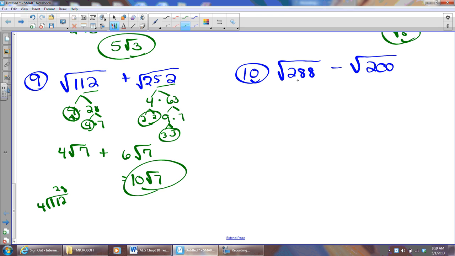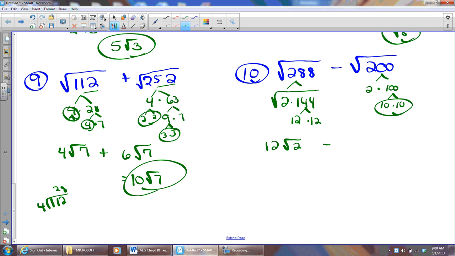All right, this will be an easy one because I know that half of 288 is 144. And I know that's 12 times 12. So I'm going to get 12 rad 2. Here, I'm going to have 2 times 100. This will break down to 10 times 10. I got a pair of 10s. I'm going to have 10 rad 2. Simplifying to rad 2. There we go.